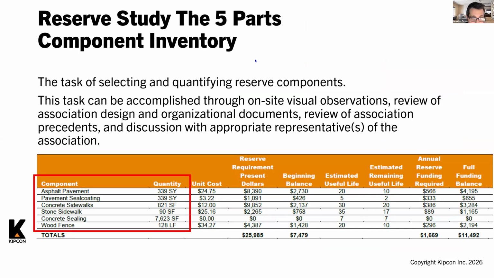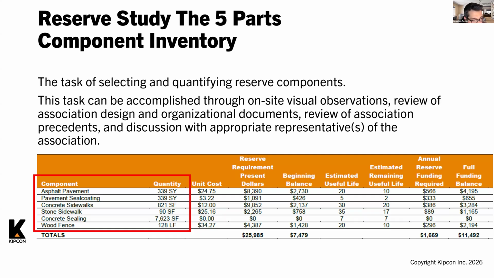And here is a snapshot of, I'm sure everybody has seen something like this before, a snapshot from one of our reports. But as mentioned, the 5-part component. So the 5 parts: the component inventory is the first part of this. That's the task of selecting and quantifying the reserve components. Obviously, we want to make sure that we have the correct items in the study, because if we don't, then everything else we do from here on out is irrelevant.